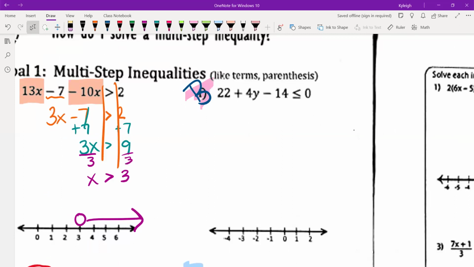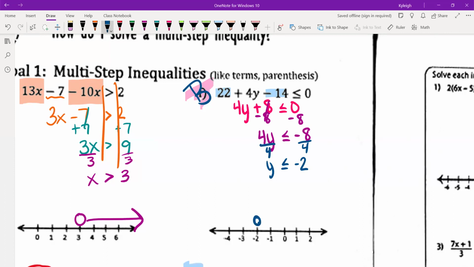Hopefully you paused the video and you were working through. I'm just going to go quickly. Combine like terms. 22 minus 14 is 8, but I'm going to put my 4y first. And then it's a positive 8 is less than or equal to 0. Now we subtract 8 on both sides. We get 4y is less than or equal to negative 8. Divide by 4. Y is less than or equal to negative 2. Closed circle, going to the left.